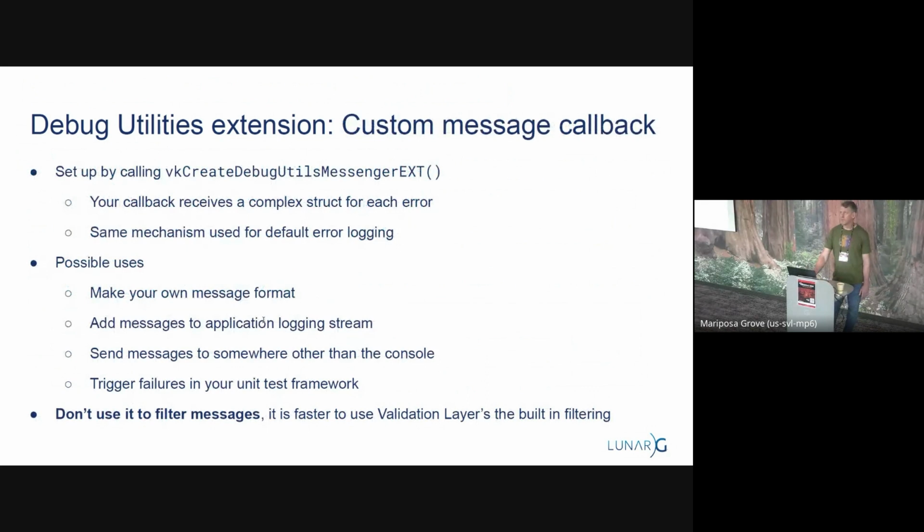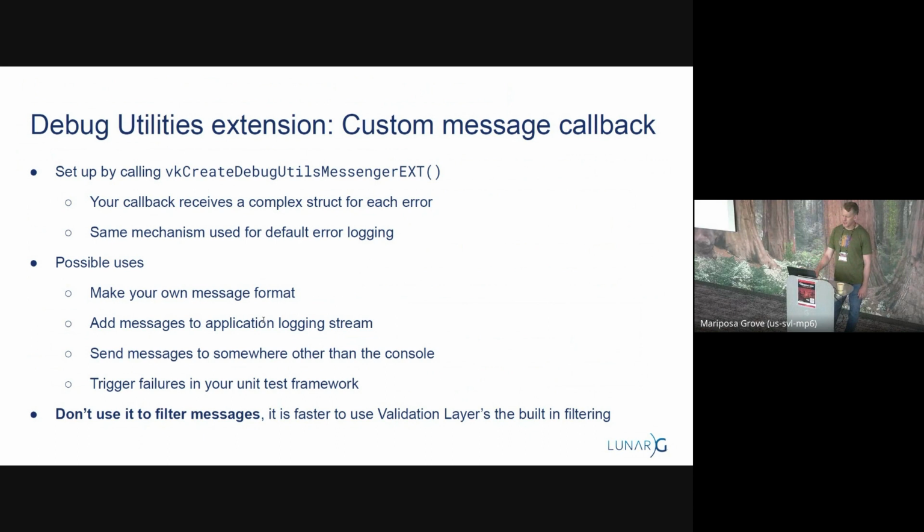So making your own message callback, this is the exact same data that the validation layer default message callback gets. So you're on parity with us. And we just print to the console, but you can print wherever you want. You could change the format. You could send it to UI. You could integrate it with your test framework so that a validation error automatically causes the test to fail.